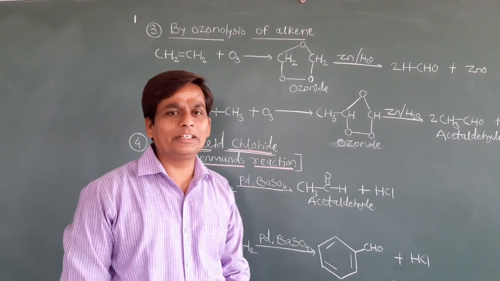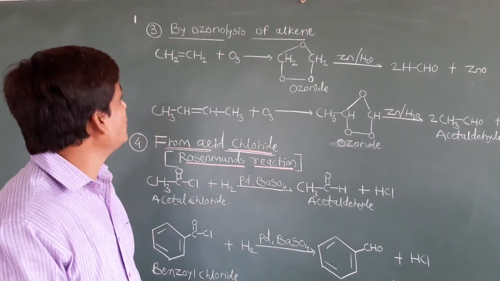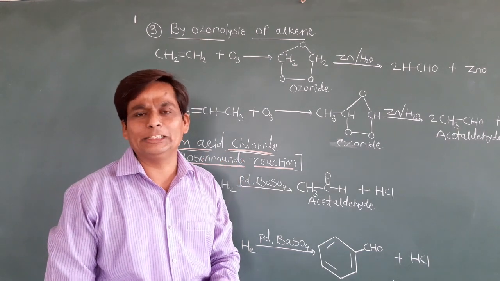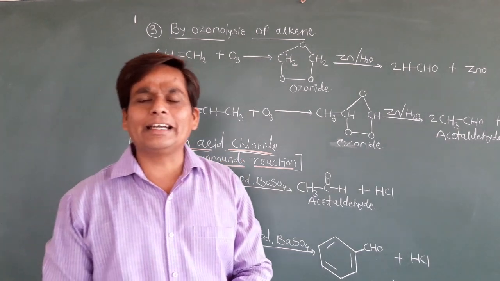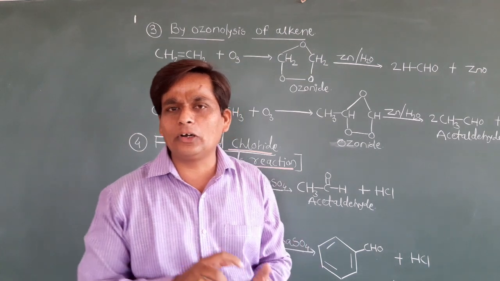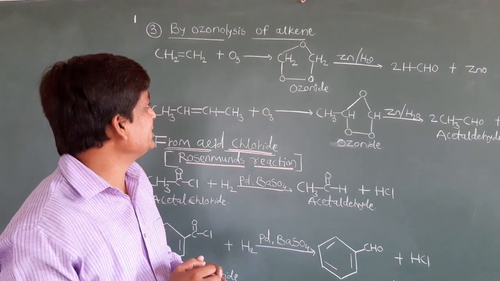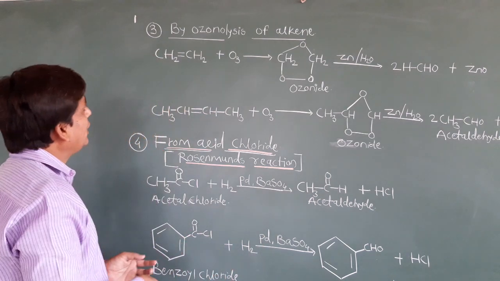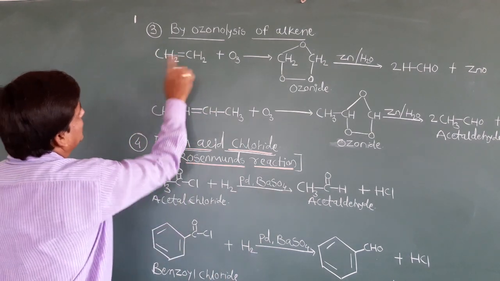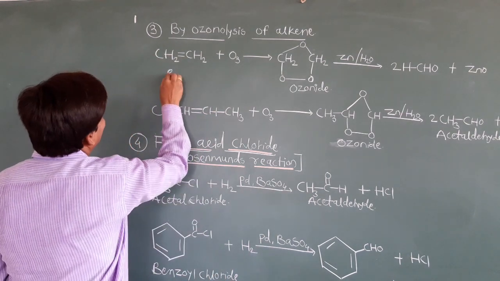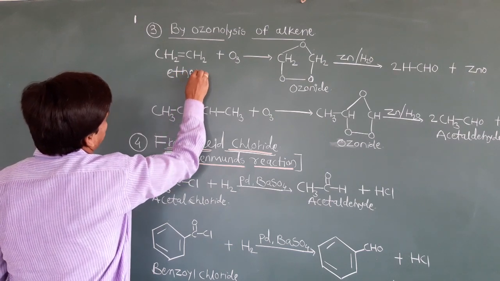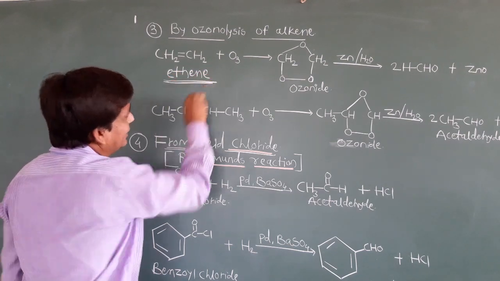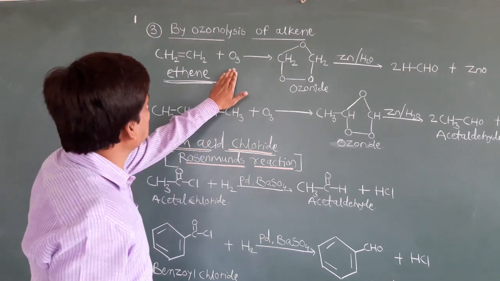Students, now we discuss the third method, the ozonolysis of alkene. You know the structure of an alkene contains a carbon-carbon double bond, and it undergoes ozonolysis. Ozonolysis means we add ozone, O3 molecules. See the reaction here. I am using one example, CH2=CH2, which is nothing but ethene. It undergoes ozonolysis.